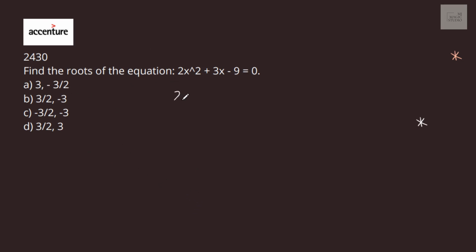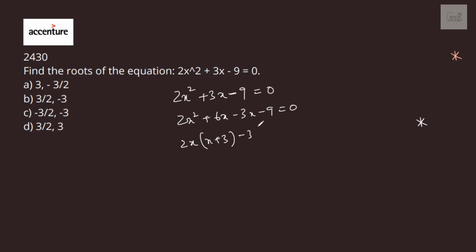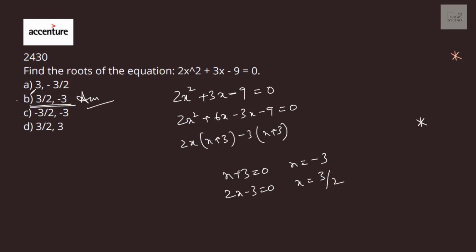Find the roots of the equation 2x square plus 3x minus 9 is 0. 9 times 2 is 18. 6 times 3 is 18. So 2x square plus 6x minus 3x minus 9 is 0. You take common 2x, x plus 3 minus 3 is x plus 3. So x plus 3 is 0, x is minus 3, and 2x minus 3 is 0, x is 3 by 2. So we have minus 3 and 3 by 2. That features in option B.